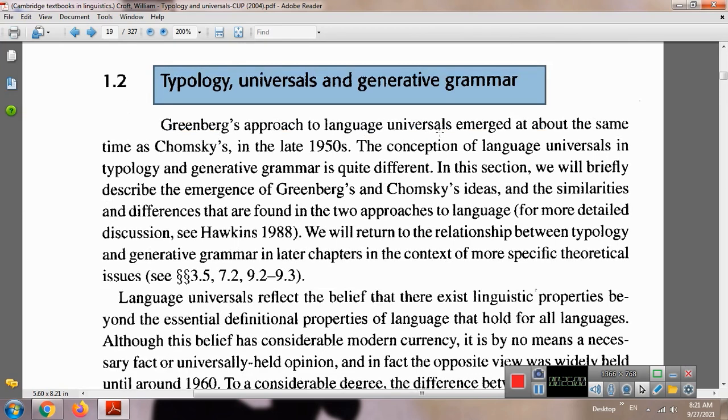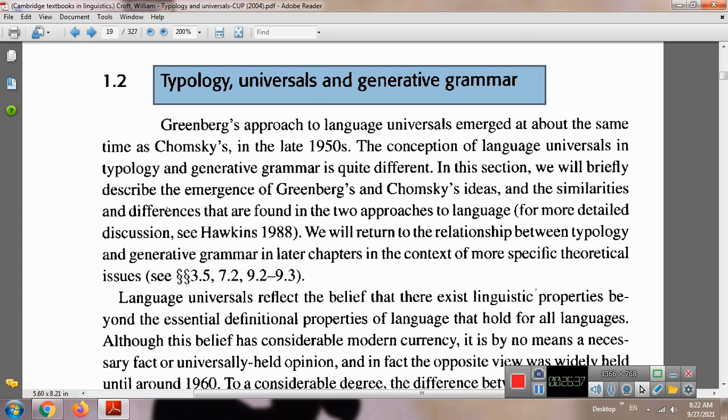Greenberg's approach to language universals emerged at about the same time as Chomsky's in the late 1950s. The conception of language universals in typology and generative grammar is quite different. You should know that, dear students, you should know their differences. In generative grammar we have universals too, but the term language universals in generative grammar and in typology are different from each other.